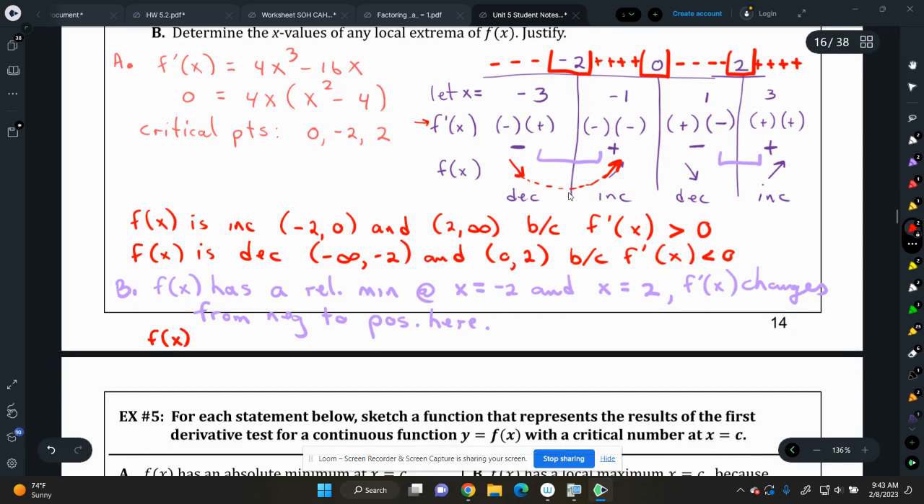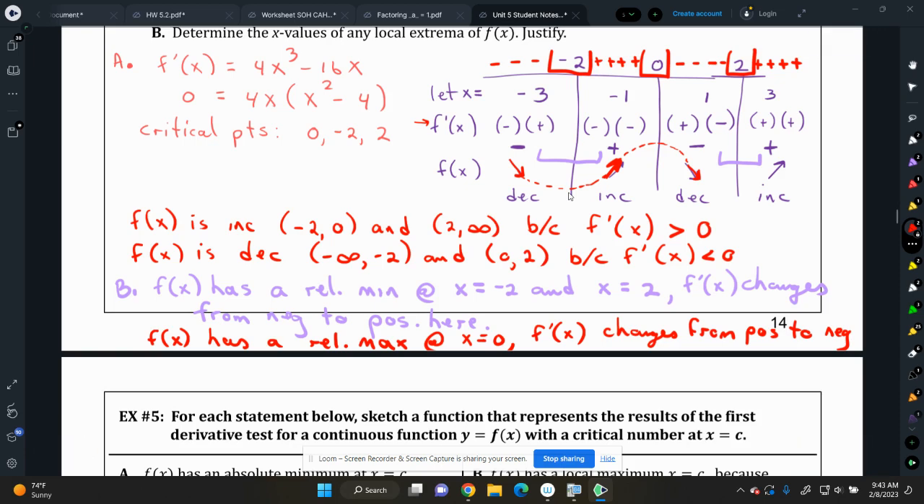F of x has a relative maximum at, so now we're looking for changing from increasing to decreasing. So it's at x equals 0. And we're just going to say f prime of x changes from positive to negative here, okay?